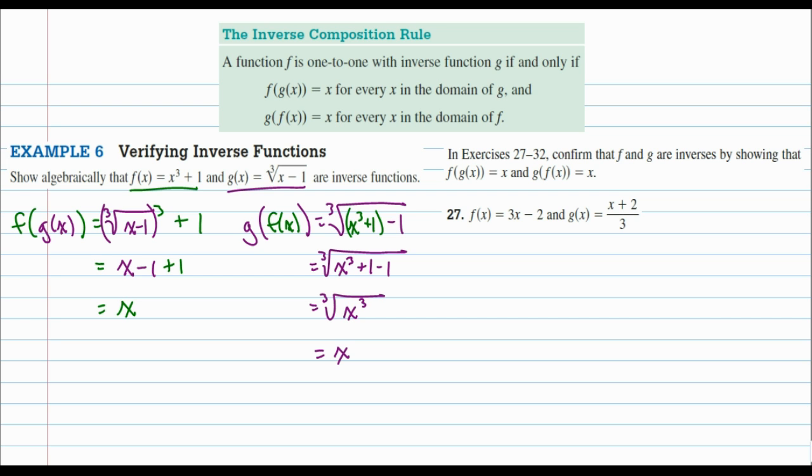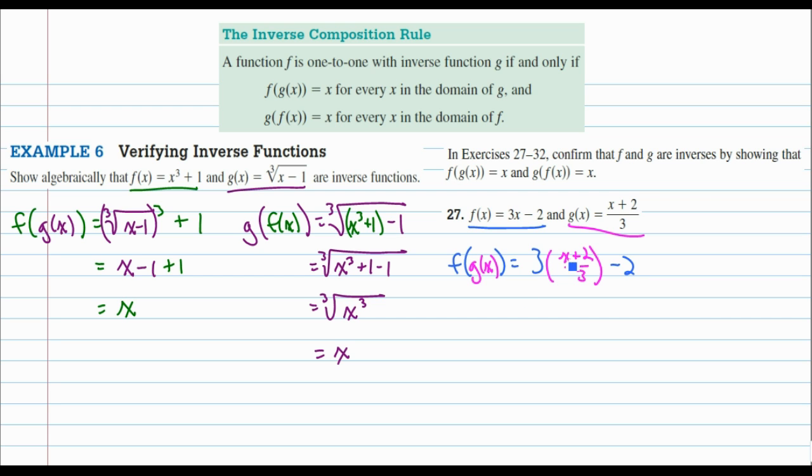The now try problem for example 6 is number 27. It wants us to confirm that f and g are inverses by showing the two compositions both simplify down to x. So the first composition I will do is f of g of x. So 3, and I'm not going to use x, I'm going to use x plus 2 over 3, and then minus 2 from the f function.